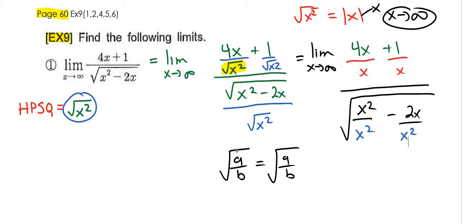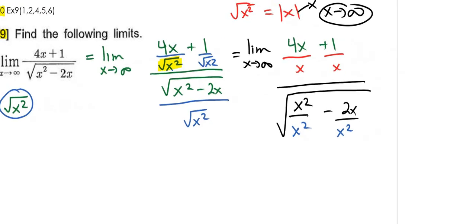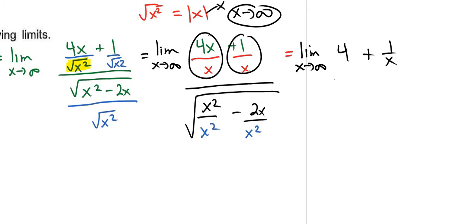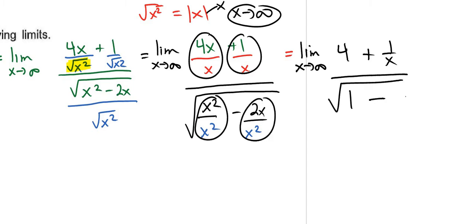Okay, so now that we've done that part of the problem, we need to simplify this question so that we can break it down and eventually substitute our x going to infinity expression there. All right, so let's go ahead and simplify this now. I'm going to rewrite this as the limit as x goes to infinity. Now this expression is going to be 4 plus 1 over x, divided by 1 minus 2 over x.